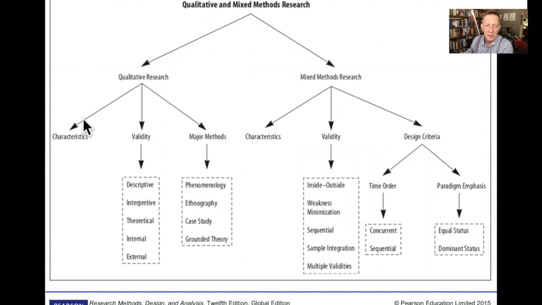Qualitative research has got certain characteristics. We look at its issues of validity and some major methods. Same goes for mixed methods research. Now, mixed methods is actually a combination of qualitative and quantitative. But it also has its own issues about validity and so on. And there are some design criteria that we will get to. All right.